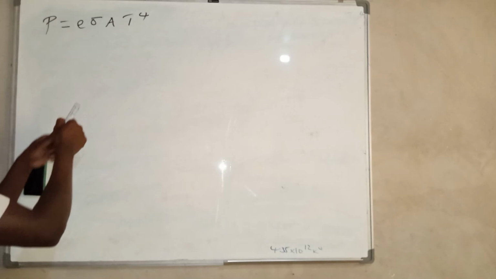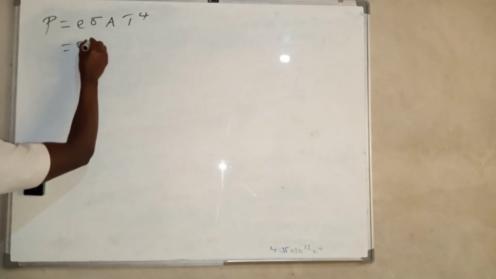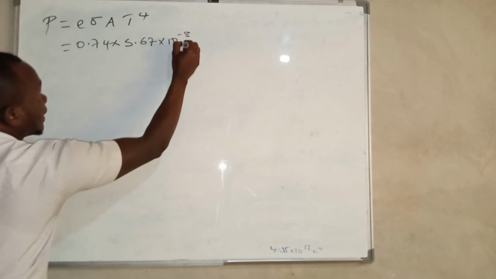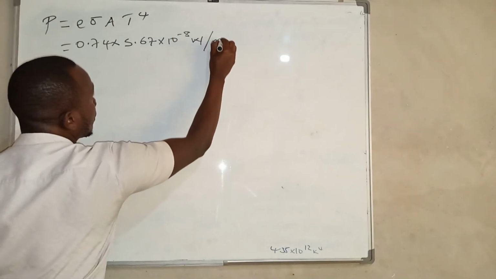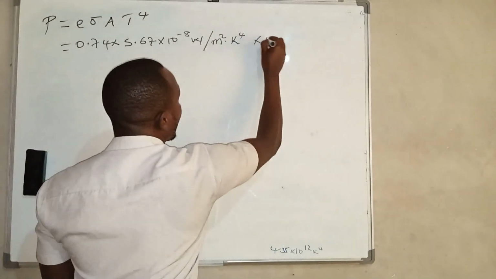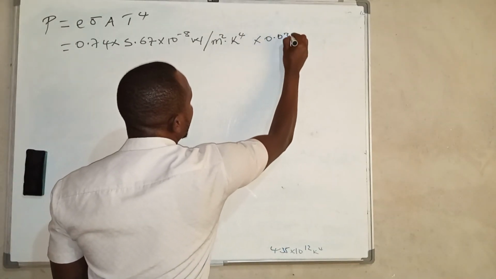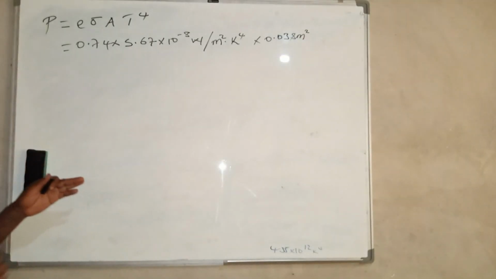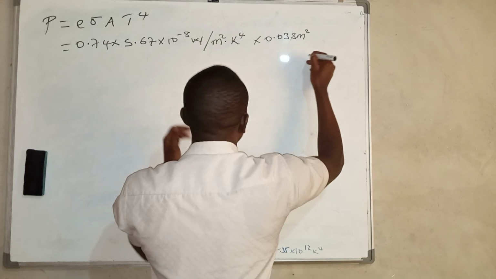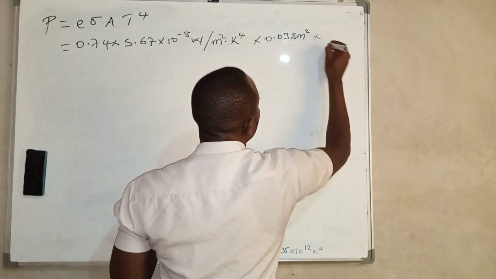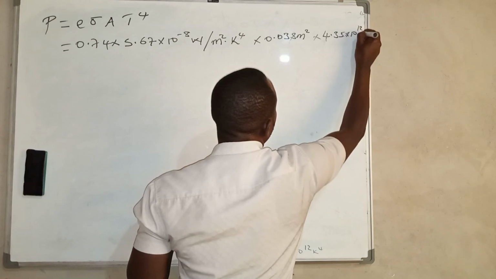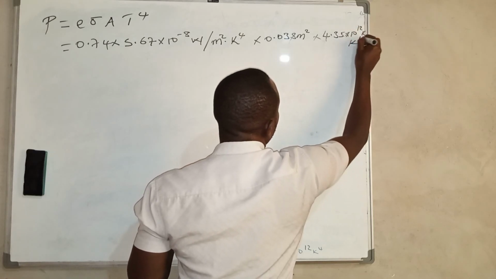Okay, so let's now plug in the values. For the power, it is 0.74 times 5.67 times 10 to the power negative 8 watts per square meter per Kelvin raised to the power 4, times the area 0.038 square meters, times 300 raised to the fourth power. So 300 to the power 4, we are going to have 4.35 times 10 to the power 12 Kelvin to the power 4.